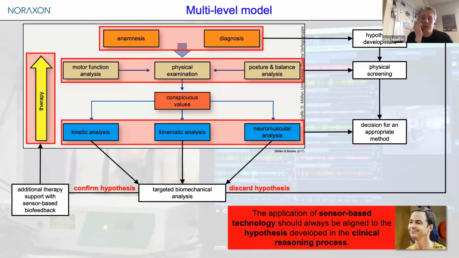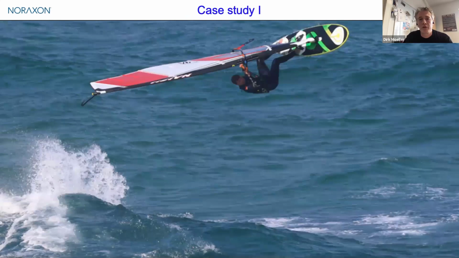So one key sentence is: the application of sensor-based technology should always be aligned to the hypothesis developed in the clinical reasoning process. This is central. I need a hypothesis to have a target in the clinical reasoning process and to implement biomechanical assessments. Very important. Okay, let's have a look at my first case.